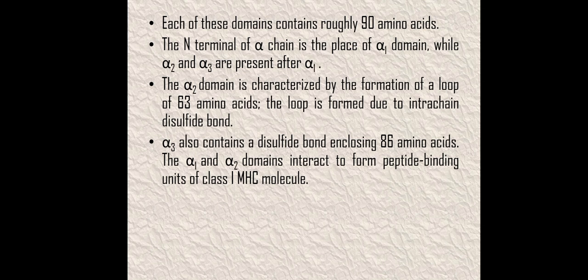The alpha 1 and alpha 2 domains interact to form the peptide binding unit, or the peptide binding site, of the class 1 MHC molecule. The alpha 1 and alpha 2 domains interact to form a deep groove on the top, which is the peptide binding cleft, and it can bind antigens of about 8 to 10 amino acids in size.